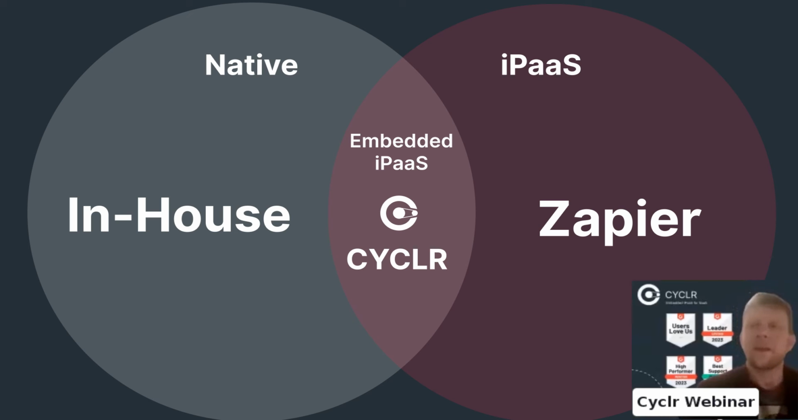The concept of an embedded iPaaS, such as Cycler, but there are many others, is that it's a toolkit that can be used in-house to help you build native integrations at scale or to speed up your time to market.